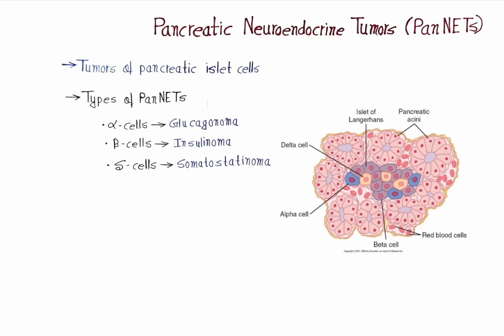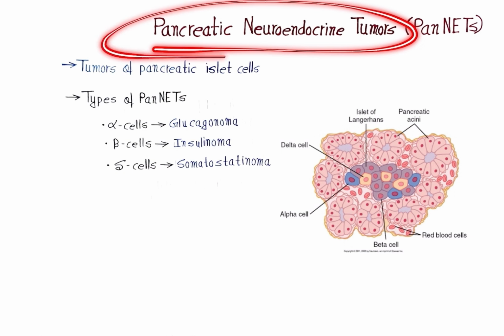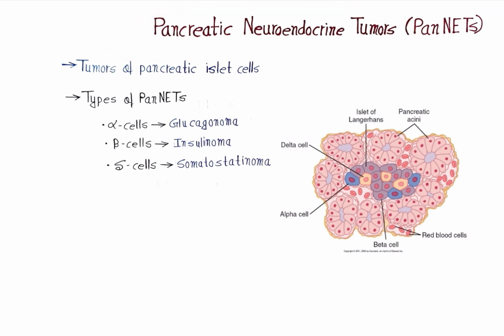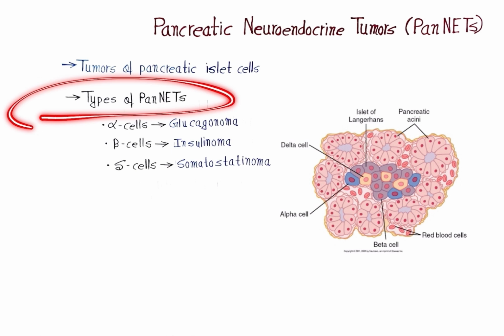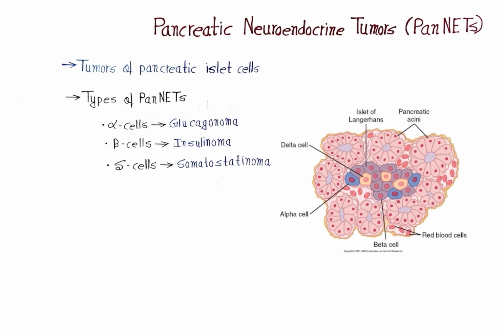The topic we are going to discuss in this video is pancreatic neuroendocrine tumors, in short known as PanNETs. So, as we all know, the pancreas is a heterocrine gland. That means it includes both the endocrine portion, that is the islets of Langerhans, and the exocrine portion, that is the pancreatic acini. So, the tumor of the islets of Langerhans is known as pancreatic neuroendocrine tumor, and there are different types of pancreatic neuroendocrine tumors depending upon the type of cell involved.